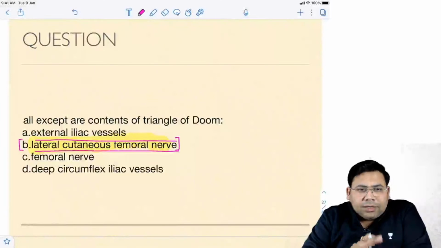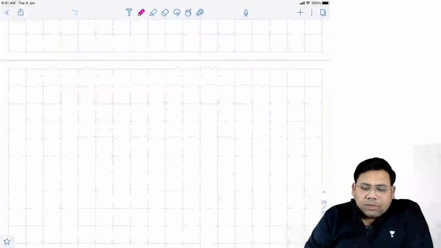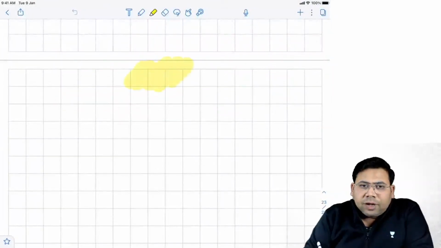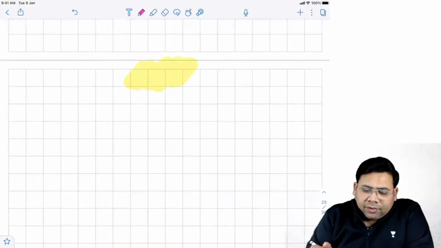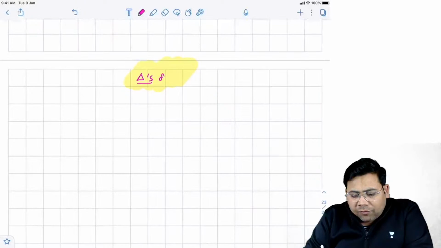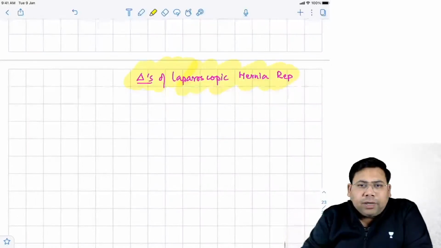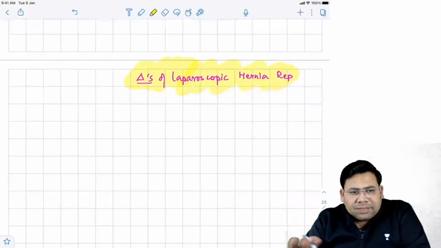Let us try to understand this. This is again very simple. Let us talk about the concept of triangle of Doom, triangle of pain, triangles of laparoscopic surgery. So, triangles of laparoscopic hernia repair. They are very simple, very simple in fact.